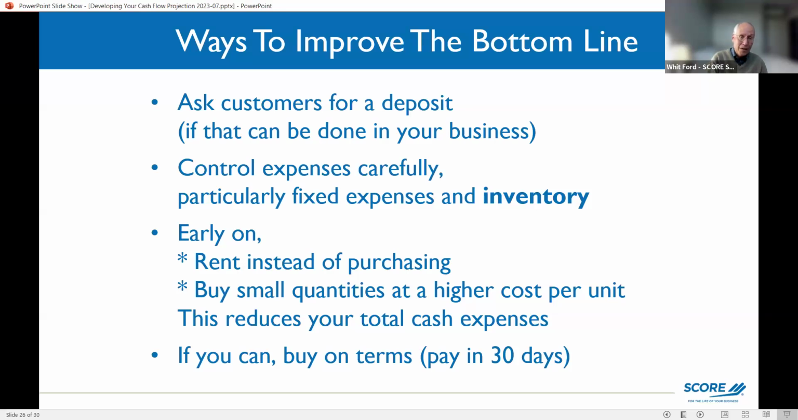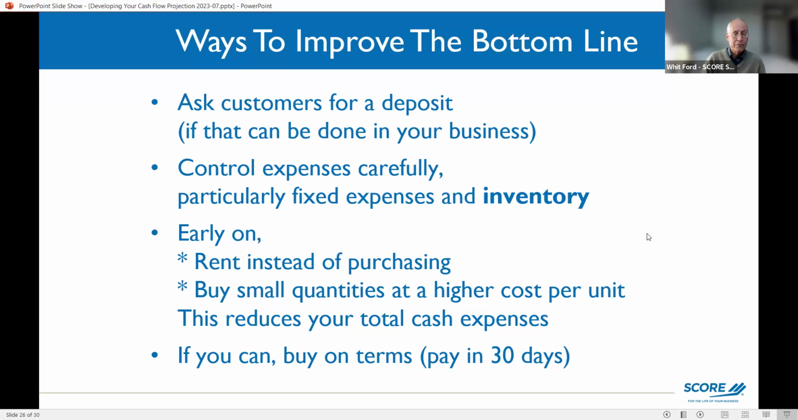If you buy smaller quantities of things, even though it's at a higher cost per unit, that saves you cash now. Yeah, it hurts your profits a bit, but it keeps cash in your bank account. So there are ways like that you can use to reduce your immediate near-term cash expenses and help improve your bottom line for cash in the months to come.